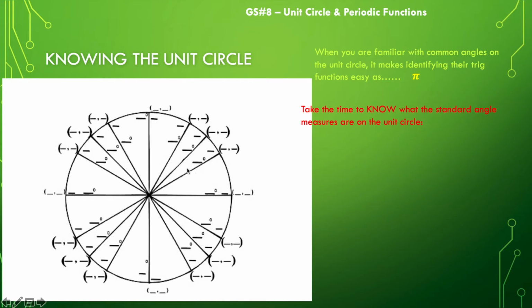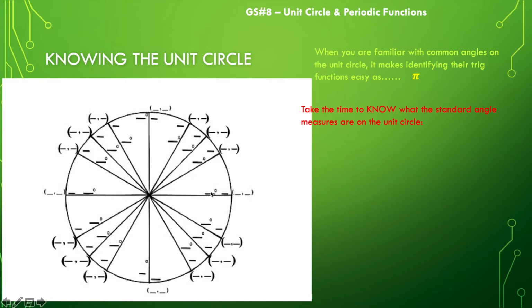Everything here is going to be 30 degrees. So this is going to be a 30-degree angle. This one's going to be a 30-degree angle, right? This one's going to be a 30-degree angle, and this one's going to be a 30-degree angle. But they're not exactly just 30 degrees, right? These are multiples of 30 degrees all the way around the circle.